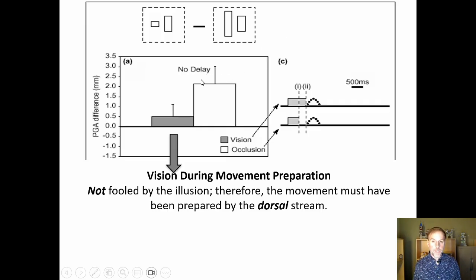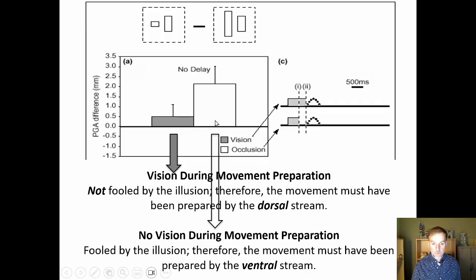But check out this other condition. This is where you have no real-time visual information as you prepare your movement, and we see a score significantly larger than 0. So they said, okay, when there's no vision during movement preparation, you are fooled by the illusion. And it's strange because if you're fooled by the illusion, that means you must have used your ventral stream. And all of a sudden you're using your ventral stream to make a guided movement, which was odd. They thought all movements would be controlled by the dorsal stream, but that's not the case.